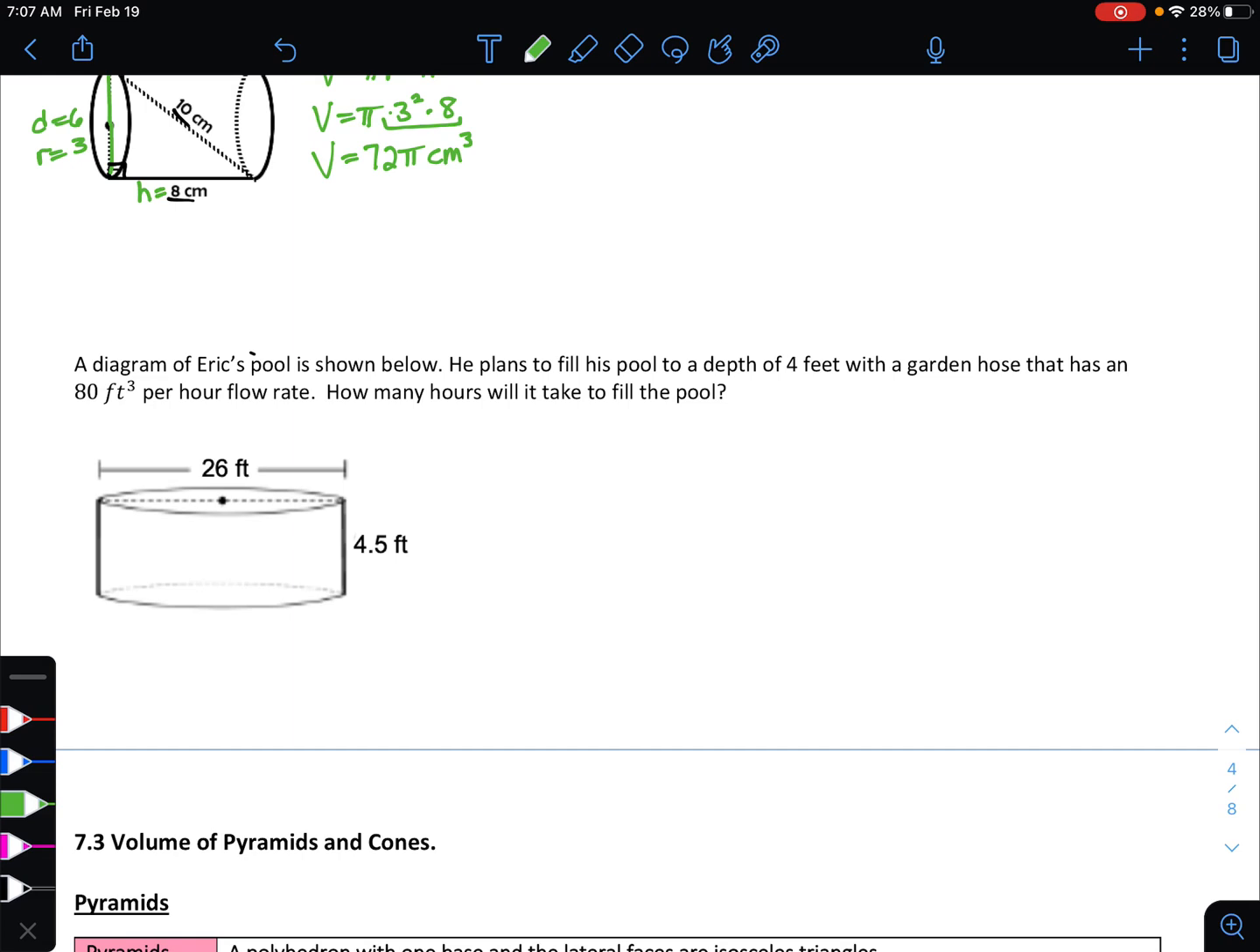Okay, well let's figure it out for Eric. So taking a look at our cylinder, we know what our height is already. We already know that our height is this 4.5. And then for our radius, we know our diameter, which is 26. So remember, for radius, take half of that, which is 13. So the volume for Eric's pool, which we'll need to figure out first to see how much of his pool is going to have to be filled, is that we're going to take pi multiplied by r squared multiplied by the height.